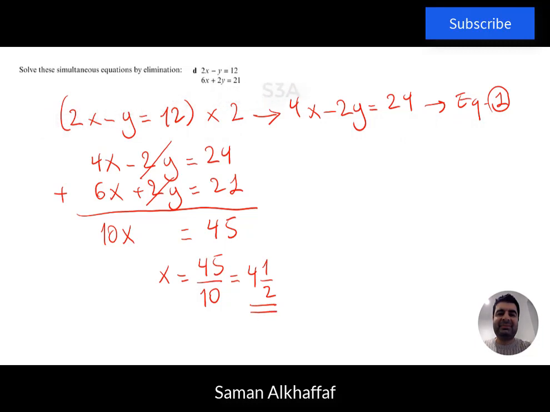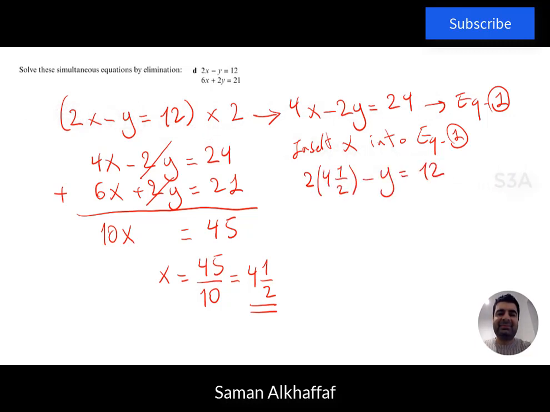Now to find the value of y, we insert x into the original equation 1, which is 2x minus y equals 12. So we will do 2 multiplied by 4.5, take away y equals 12. So what we would have here, 2 multiplied by 4.5 would give us 9 minus y equals 12.